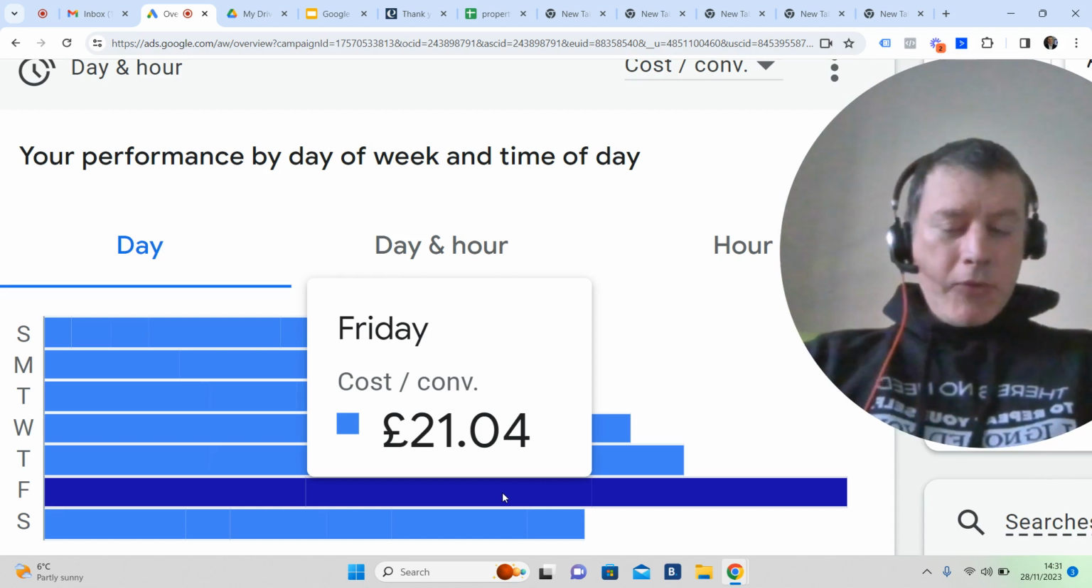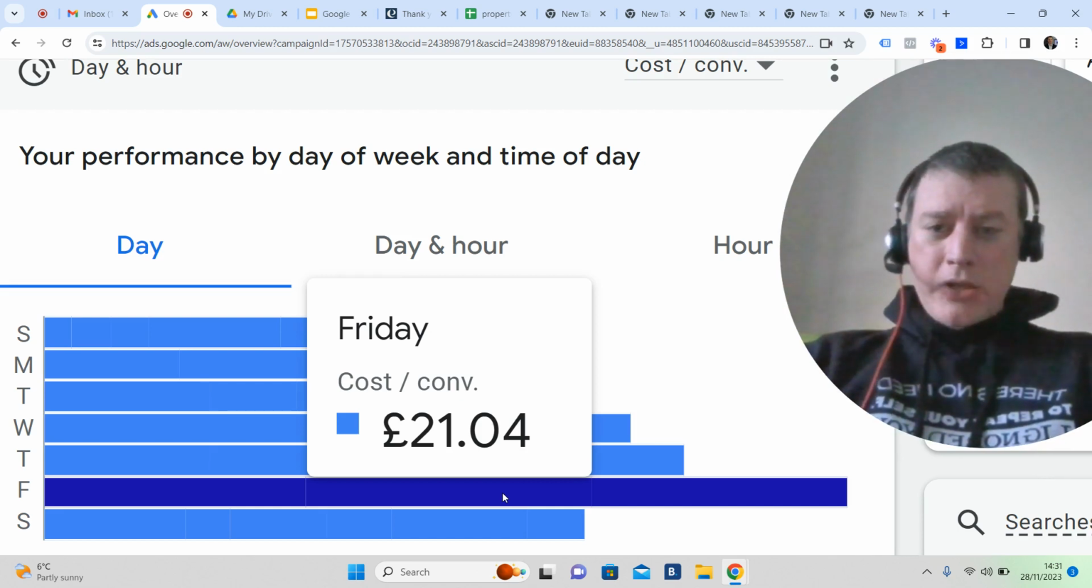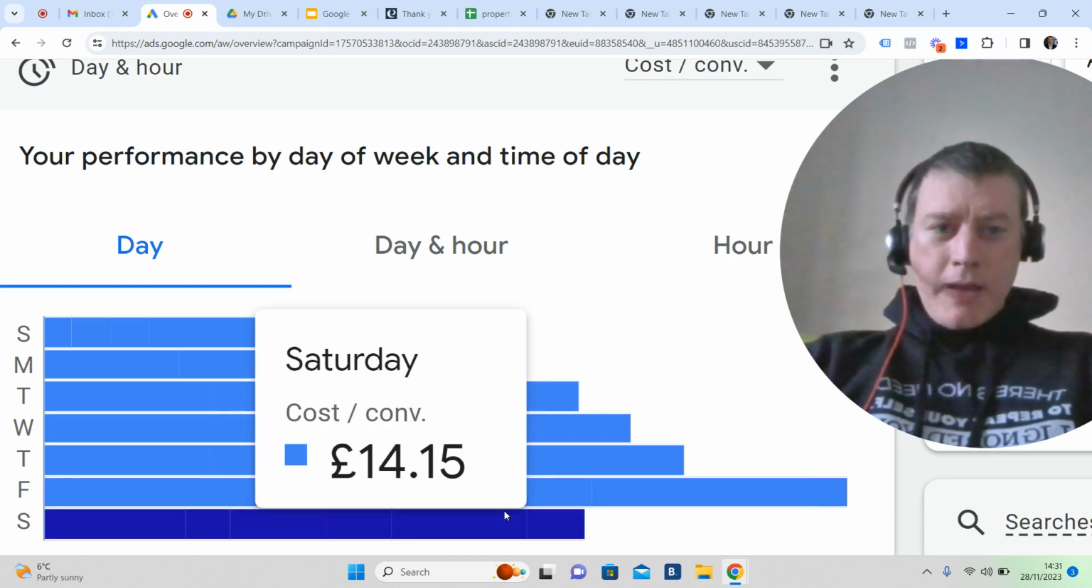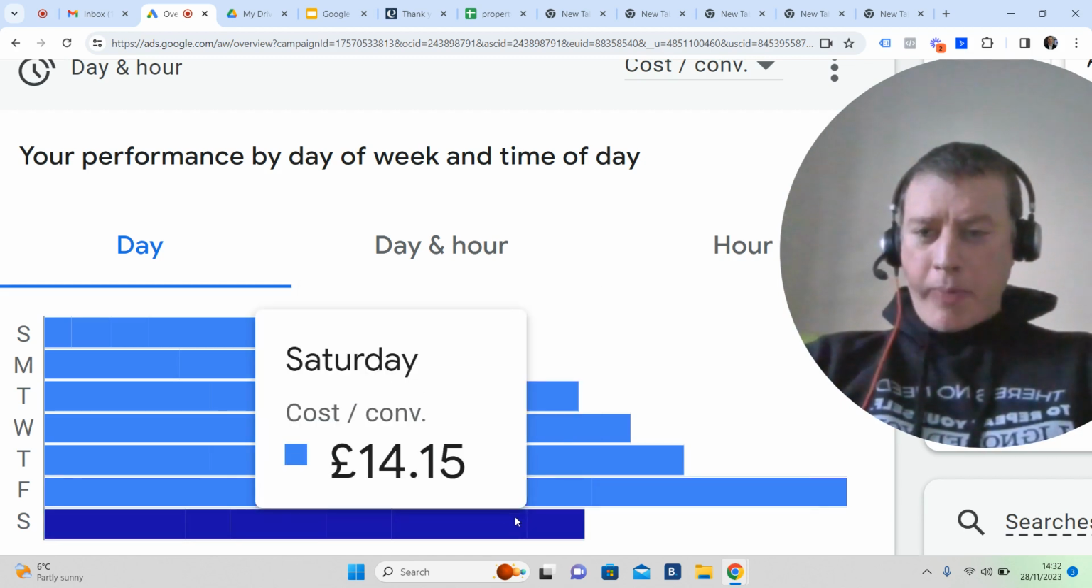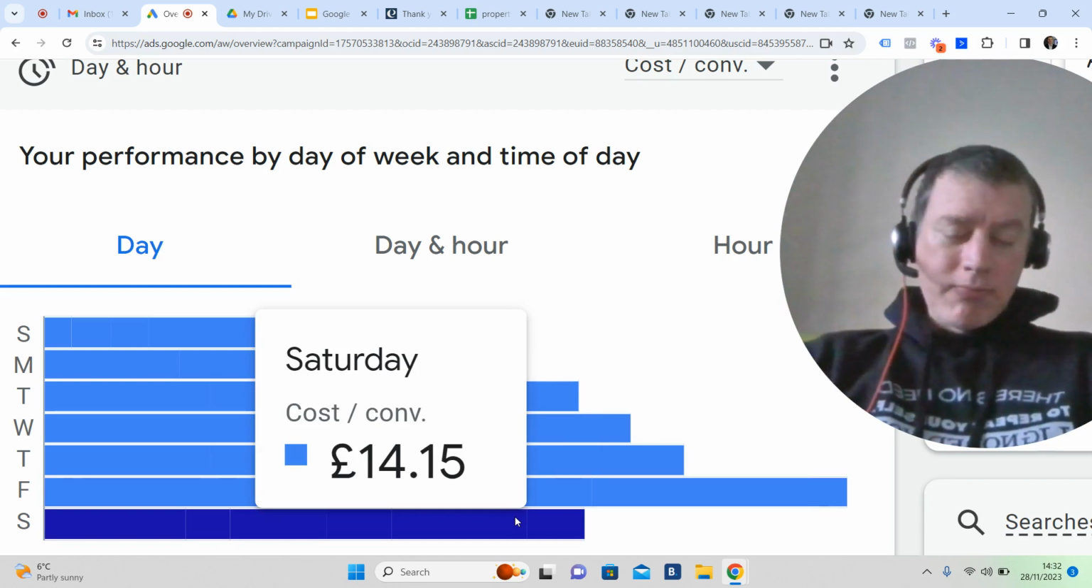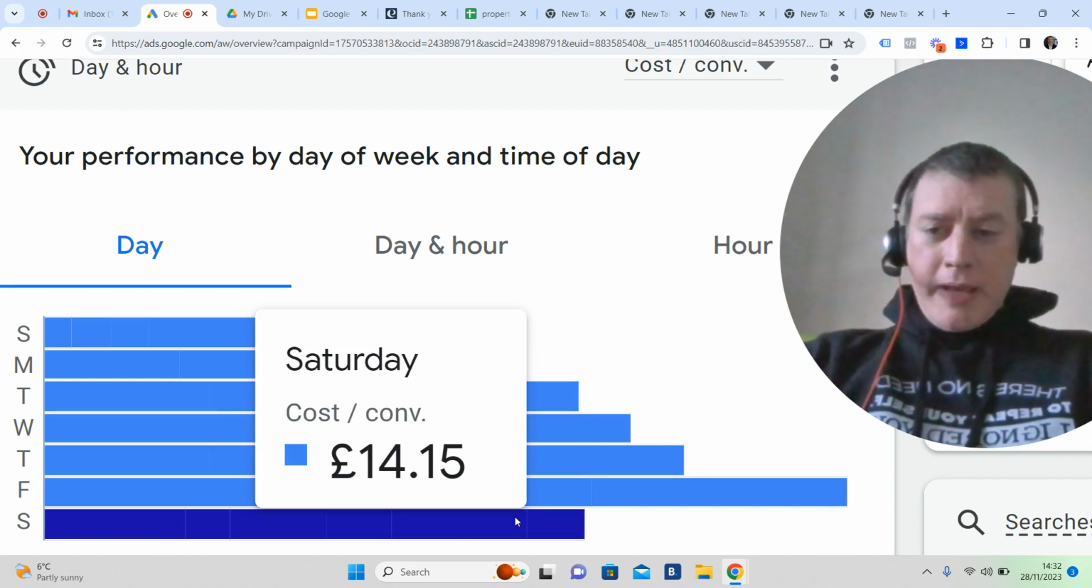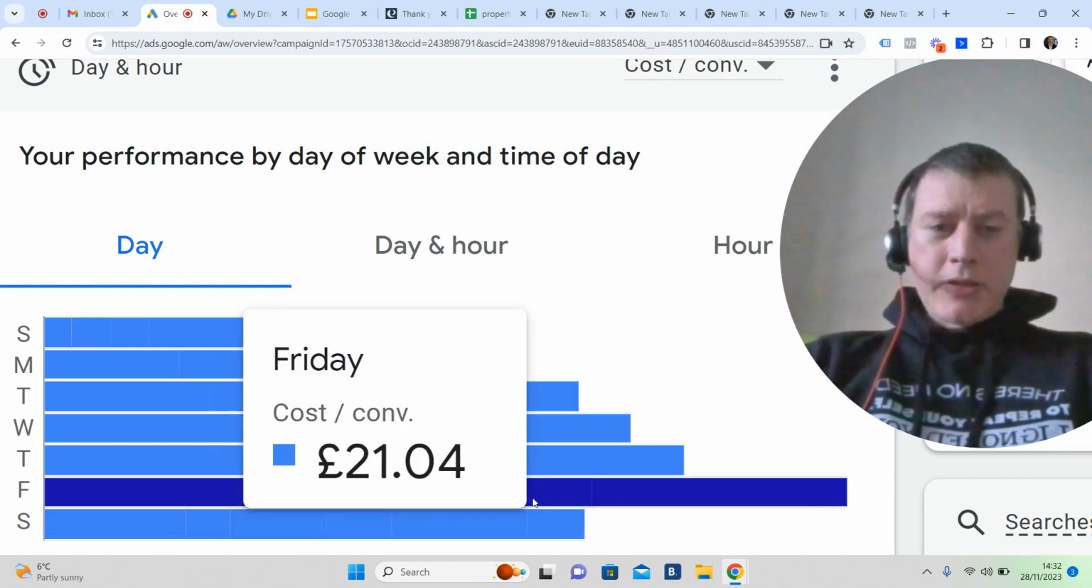So we're scaling something that works, as opposed to something that doesn't work. As we all know, the less you pay, the less you earn, the less viable it is. So anyway, Saturday £14, but Friday is crazily high.